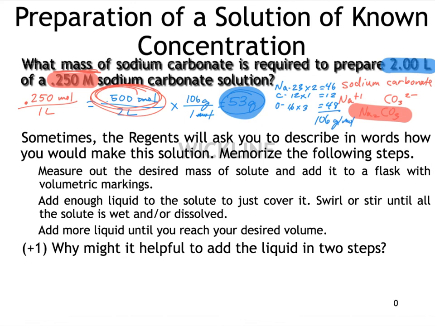Now, from a practical standpoint, the Regents may ask you about the physical steps that you would need to do to make this solution. So after you've figured out the mass of the solute that you need, like we did here, then you should measure out the desired mass and add it to an empty flask that has some volume markings on it. Then you add liquid just to cover it, and you swirl it and let it dissolve as much as possible. And then finally you'll add more liquid until you reach your desired volume. And it's helpful to add the liquid in 2 steps because of splashing and spilling. So if you just put a little bit in first, then you can get it all stirred really vigorously without making any spills and any splashing. So it's a safety thing.